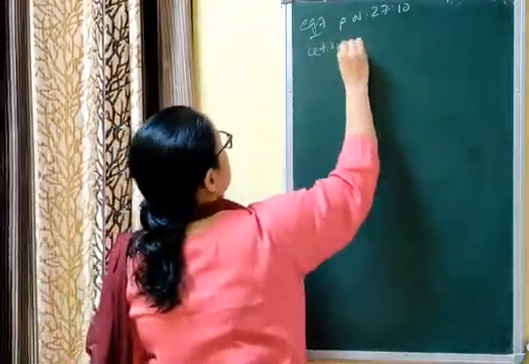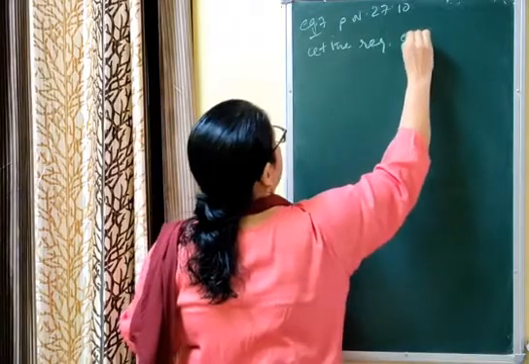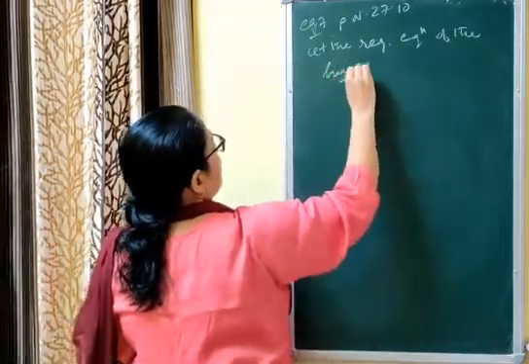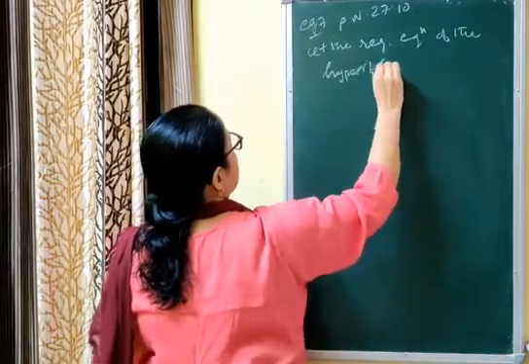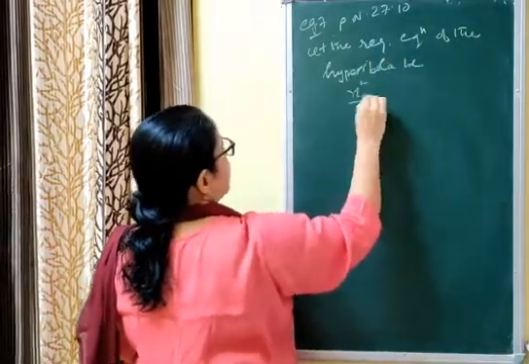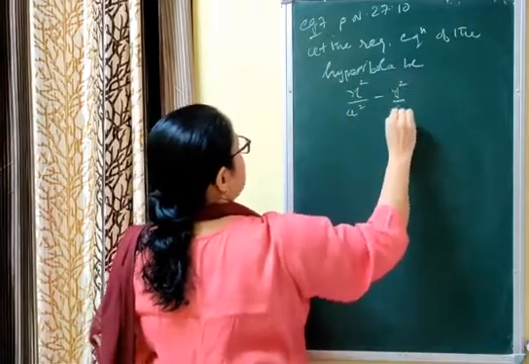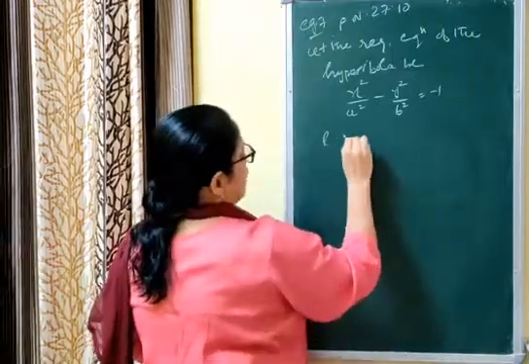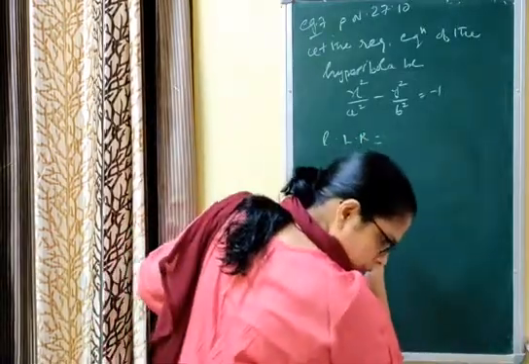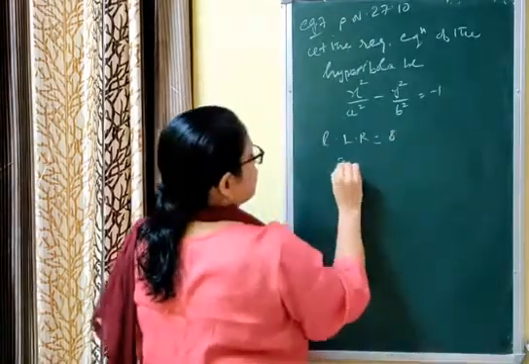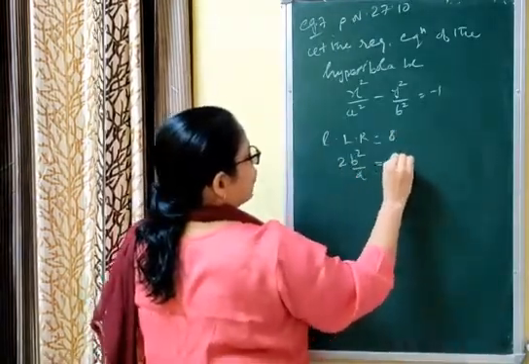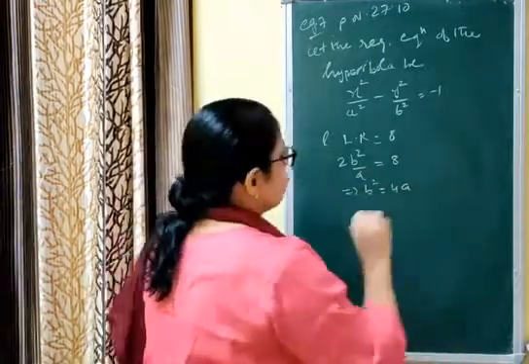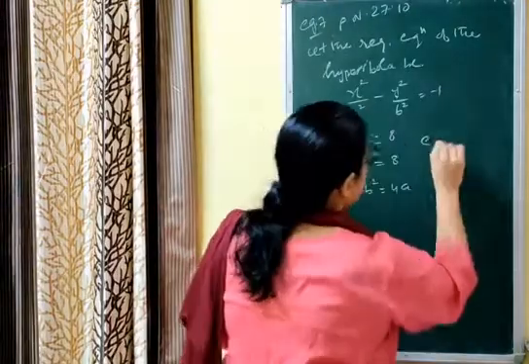Now let the required equation of the hyperbola be x square by a square minus y square by b square is equal to minus 1. Now you are given that the length of latus rectum LR is equal to 8. That implies 2b square by a is the formula for finding latus rectum, implies b square equal to 4a. Now you are given eccentricity is 3 by root 5.